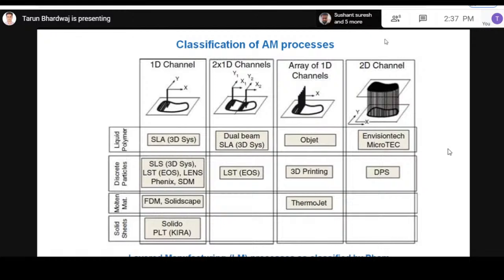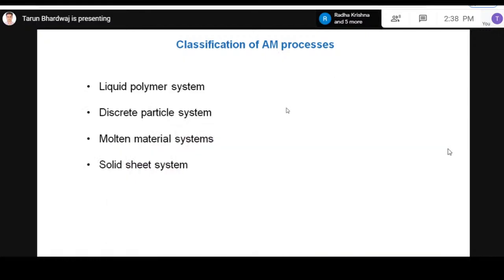And when we talk about the classification with respect to the channels, as you know, a 1D channel, like selective laser sintering, is one type. And this is twice of a 1D channel, which means we are using two power sources for a product. Then an array of 1D channels means we can use many power sources, and this is basically a 2D channel. This is their manufacturing process.